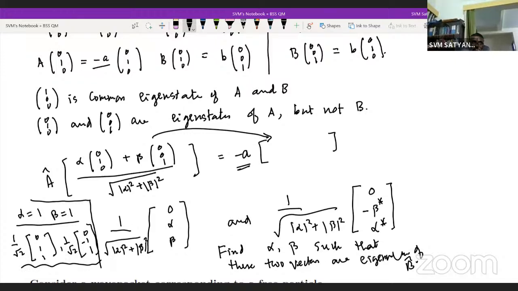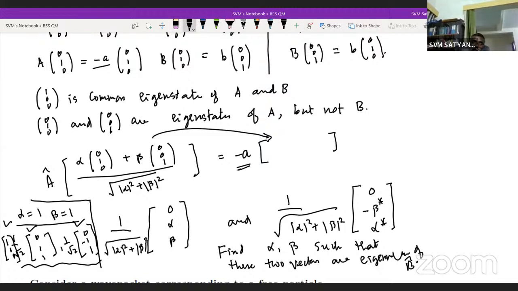So now if you take these three vectors, including (1, 0, 0), these three vectors will form a complete set of eigenstates of both A and B. These are eigenvectors of both A and B. Okay. Now, how do you find them?